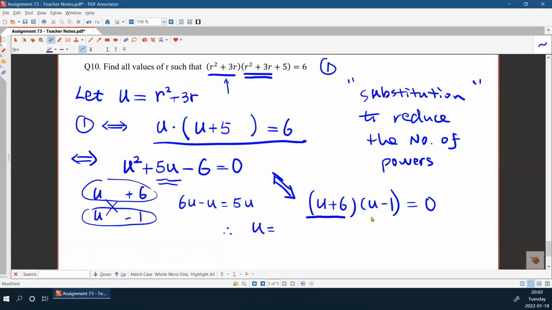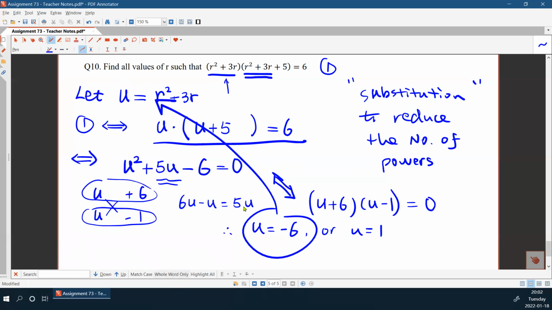So either this one is 0 or this one is 0, right? 6 or -1. So u is either -6, right? Or u is +1, right? Okay, if you know the value of u here, put it back into the expression here, then we can solve the value of r, right?